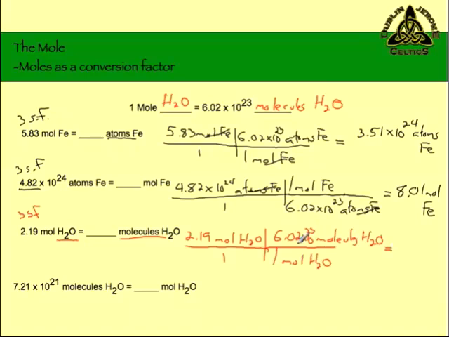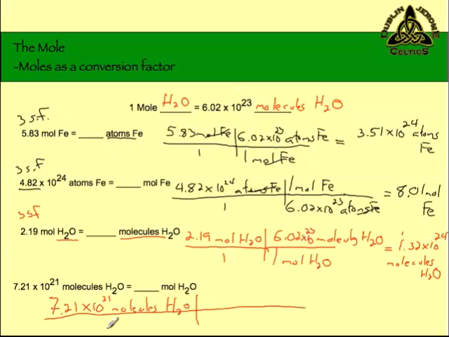Three significant figures, and I get 1.32 times 10 to the 24th molecules of water. Okay? We're just using 1 mole equals Avogadro's number as a conversion factor to solve some of these problems. The last one, I can go the other way with molecules as well. If I have 7.21 times 10 to the 21st molecules of water, set up my T-chart over 1, and I know that for every 6.02 times 10 to the 23rd molecules of water, I'm going to get 1 mole of water.